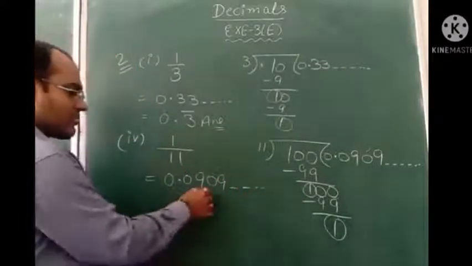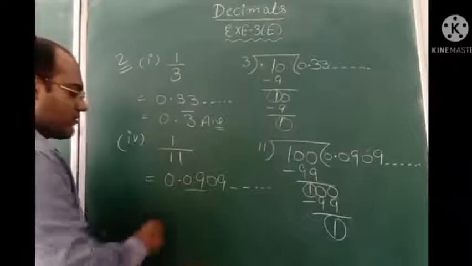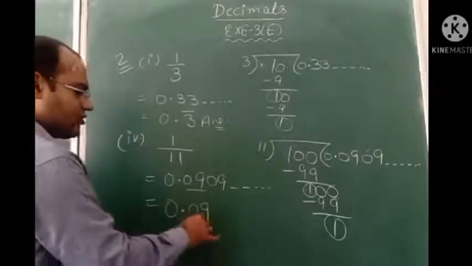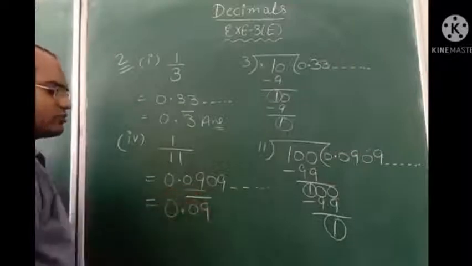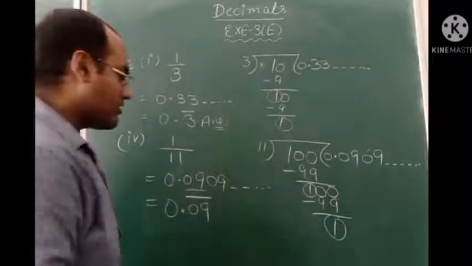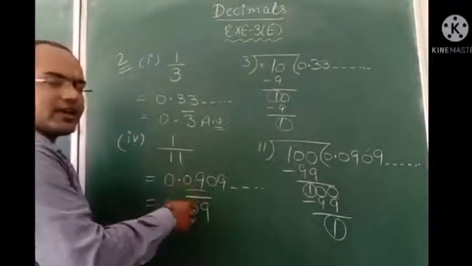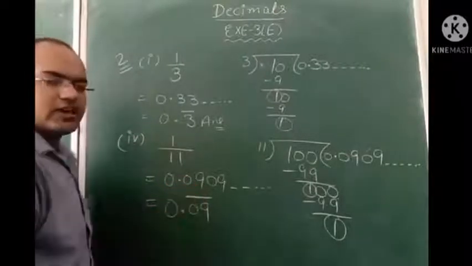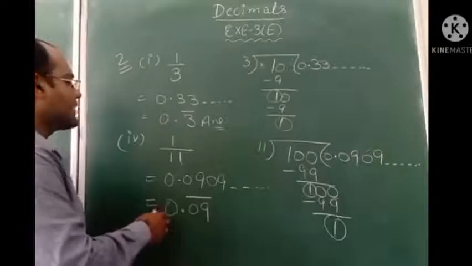Which two numbers are repeating? 0 9. So what we have to do, we will write 0.09 and on 09 we will use bar. Why we will use bar? Because this 09 is repeating again and again. So that's why this 0, 9 we have to use here bar. So like this we have to do question number 4.